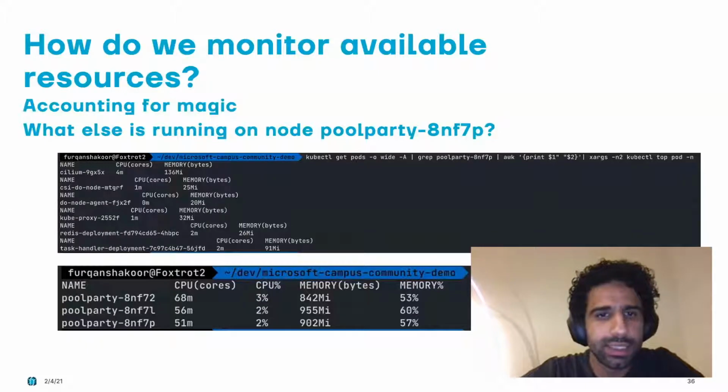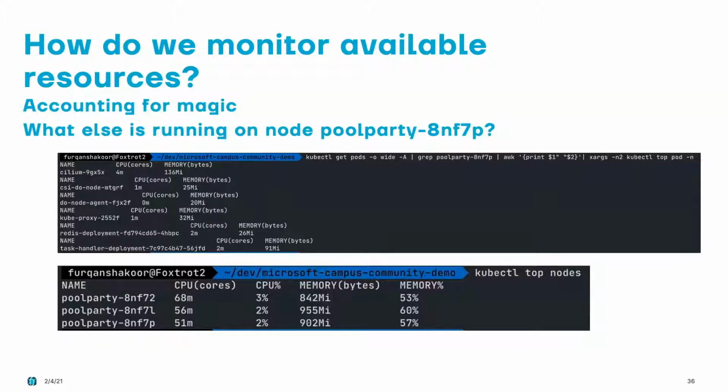And this gives us a better number. So now you can see that this Cilium thing is using 136 megabytes. To be honest, I still don't know what it is. I will have to look it up after this because it's very interesting that it takes 136 megabytes of your 2 gigabytes total.